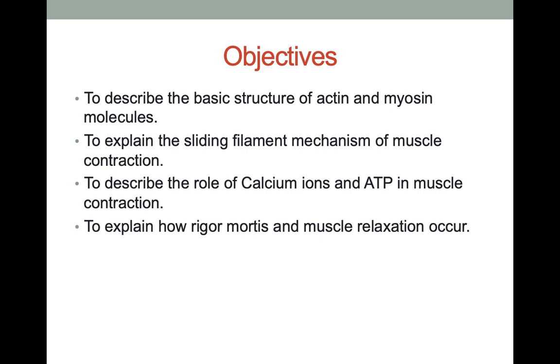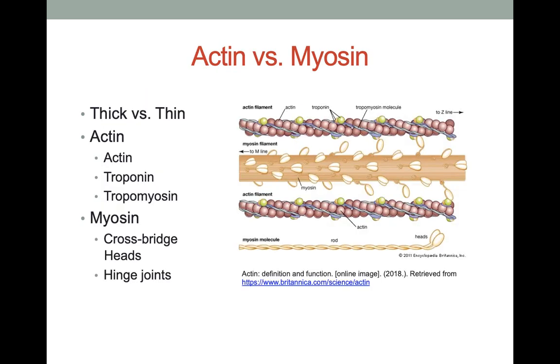Next, we'd like to be able to describe the role of calcium ions and ATP molecules in muscle contraction. And finally, we'd like to be able to explain how rigor mortis and muscle relaxation occur. So let's start off by looking at actin and myosin molecules.